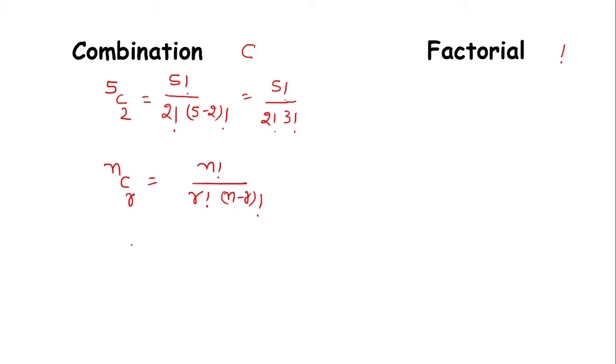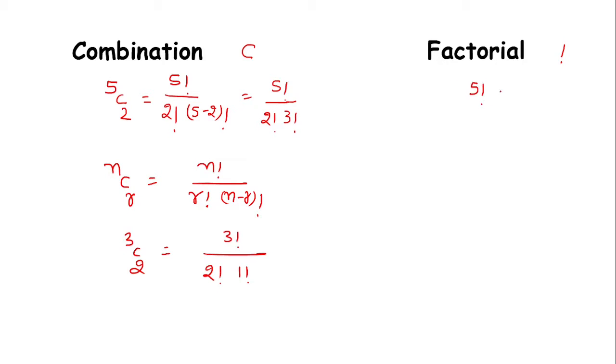If I ask you how to simplify this value, the formula is 5 factorial over 2 factorial times 3 factorial, where 5 minus 2 means 3 factorial. But the issue is, how do I simplify 5 factorial, 2 factorial and 3 factorial? What's the method? Let's learn about factorial now.